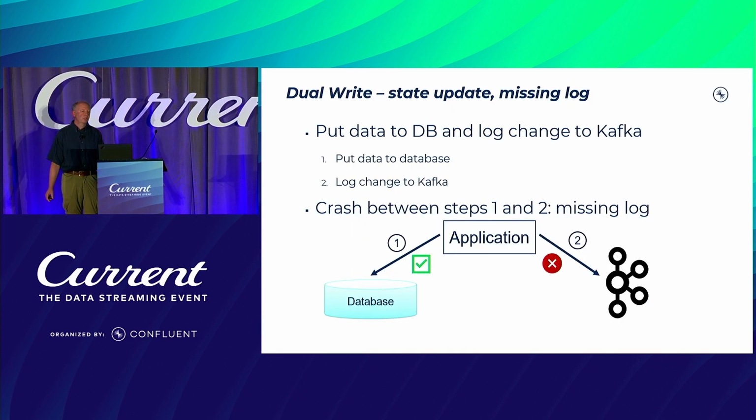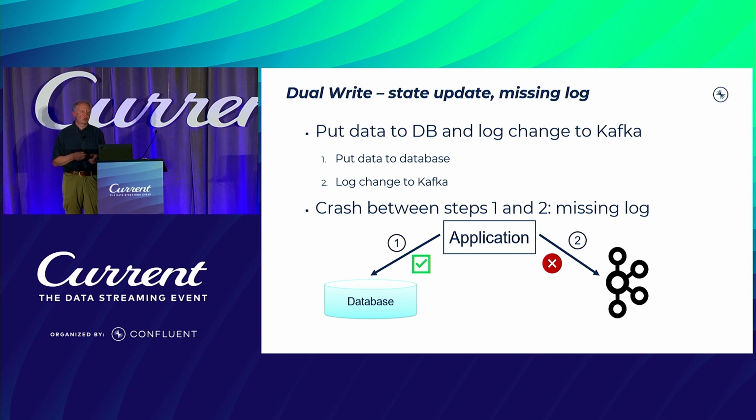So the motivation is very similar to exactly-once semantics. You want to put data into two data sets, and in the simplest form, you probably want to make a change in the database, and then you want to log the state update to Kafka.